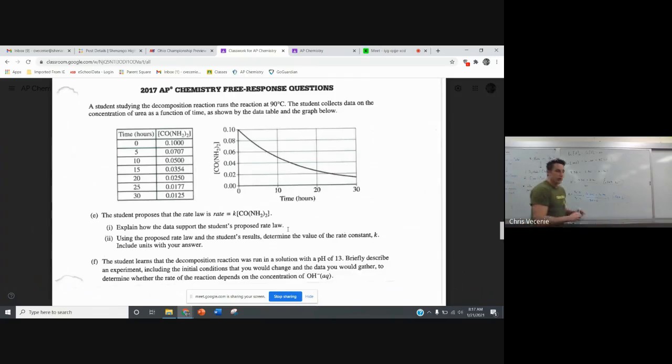So that's what you would do there for part II. Either method would work fine. And then last but not least, it says the student learns the decomposition was run in a solution with a pH of 13. Describe an experiment including the initial conditions that you could change and the data you would gather to determine whether it depends on the concentration of OH negative.